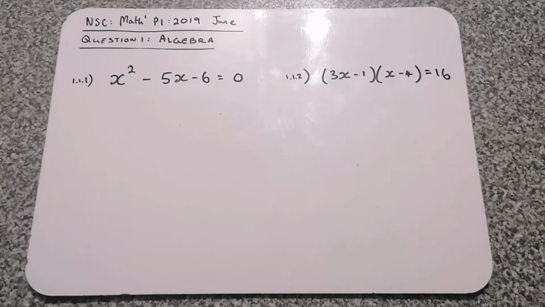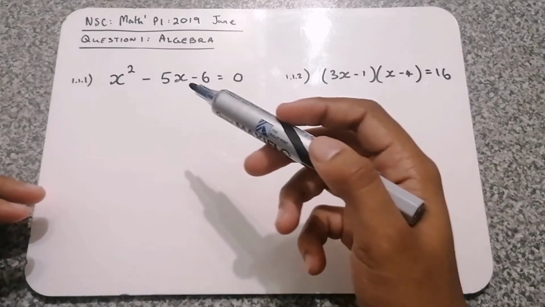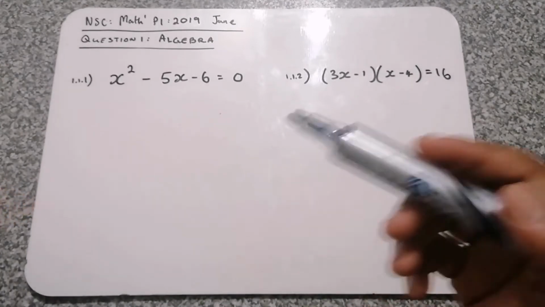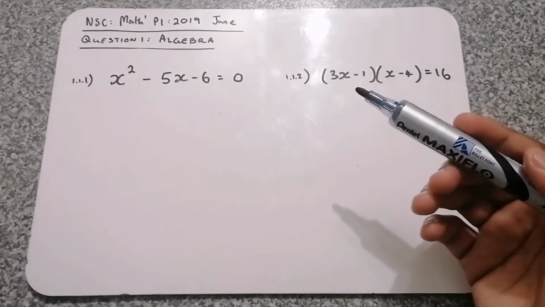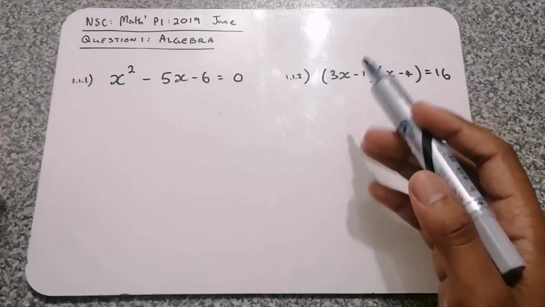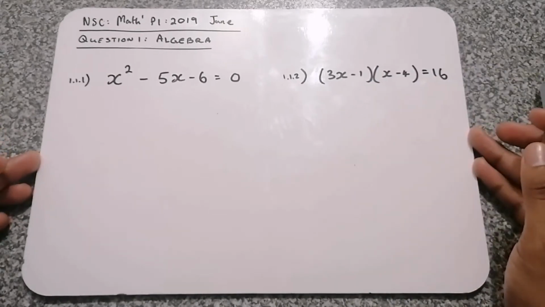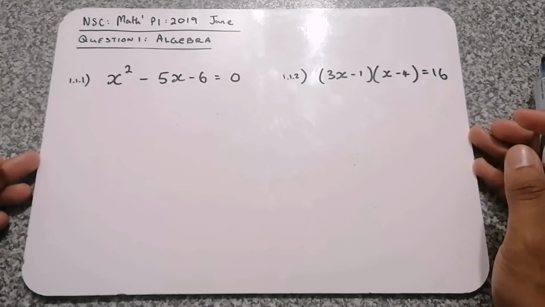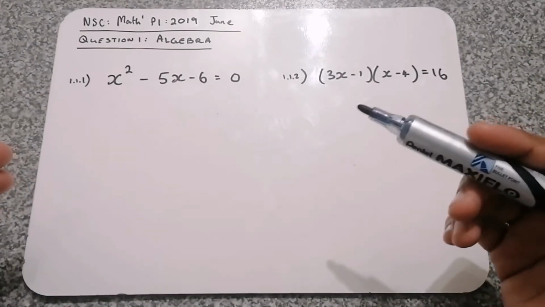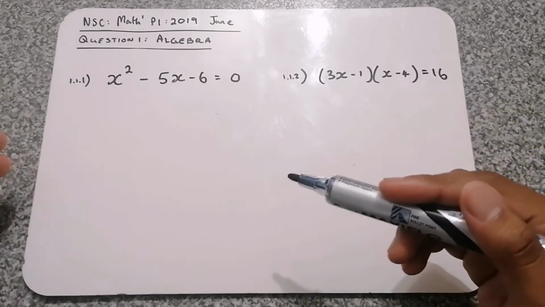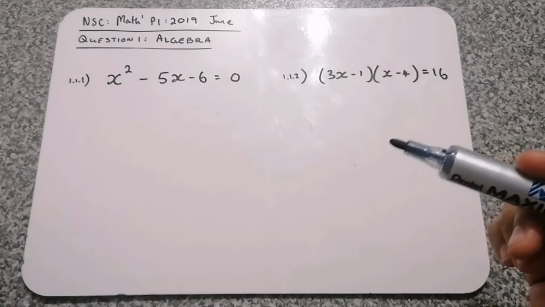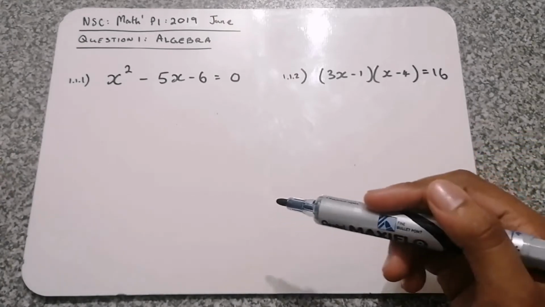Hi there guys, in this video we're going to be looking at the NSC Math Paper 1 from June 2019, and we're just looking at question 1 because this is the only question that deals with algebra in particular. So we'll be having a look at different kinds of equations, solving x, whether it be a quadratic equation, simultaneous equation, surd equation, whatever it may be. And I think we're also going to have a look at an inequality.